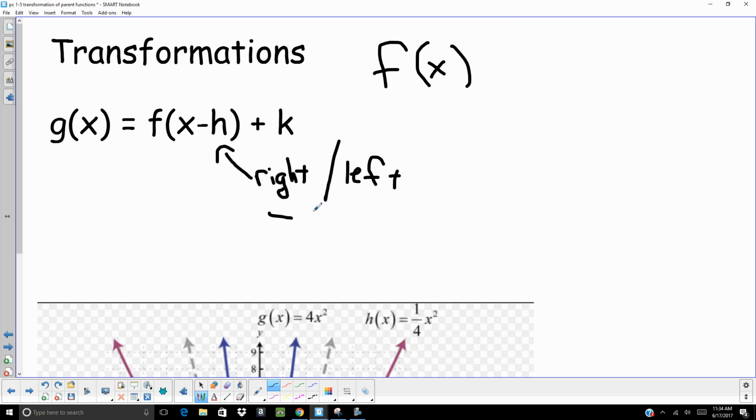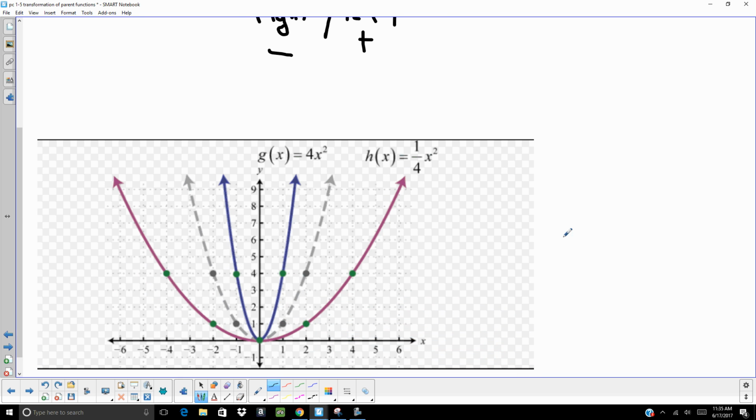If it's a minus sign in front, it's going right. If it's a plus sign in front, it's going left. That k tells you up or down. If it's a plus sign in front, it's up. A minus sign, it's down. We're also going to be dealing with horizontal and vertical stretches and shrinks.